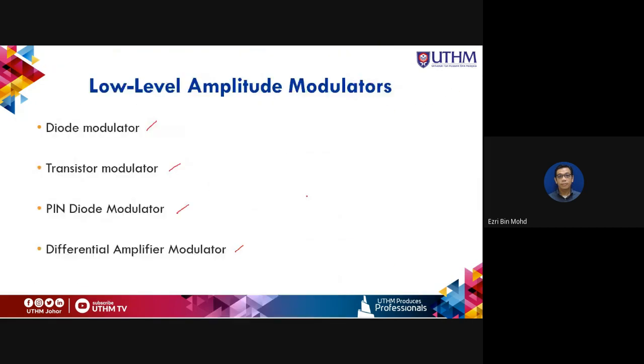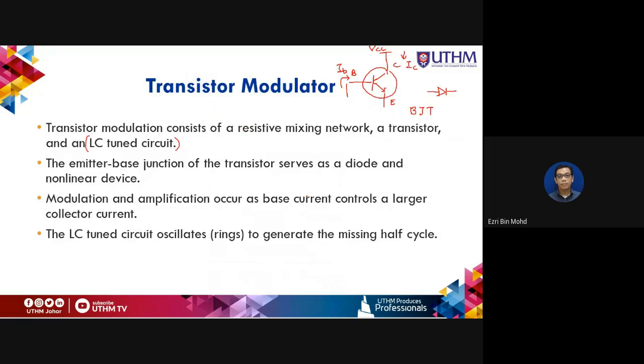Dan ni adalah diode modulator, which is the simplest amplitude modulator. The second modulator or low level AM modulator is using a transistor lah. Okay. So normally we are using a BJT, bipolar junction transistor to handle low level of power lah. And then in this case, this one PNP ke NPN ni? PNP or NPN? Which one?